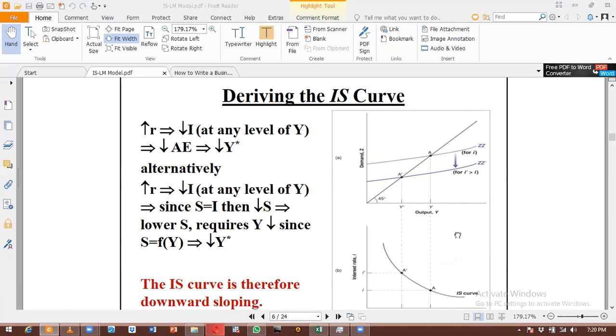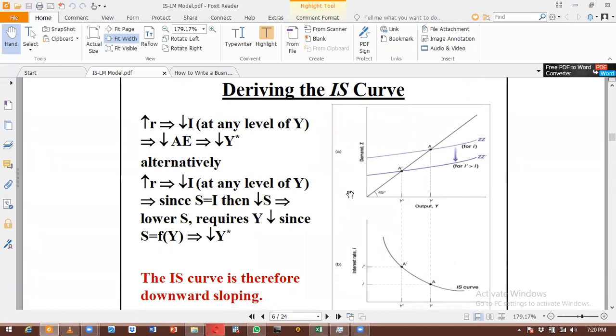Okay. So we want to derive the IS curve. I'm sure you remember this. Aggregate expenditure should be equal to the output line just to get equilibrium. Okay. So let's start from ZZ. ZZ was the initial aggregate expenditure with investment I. So this was the equilibrium point A, and then output Y.